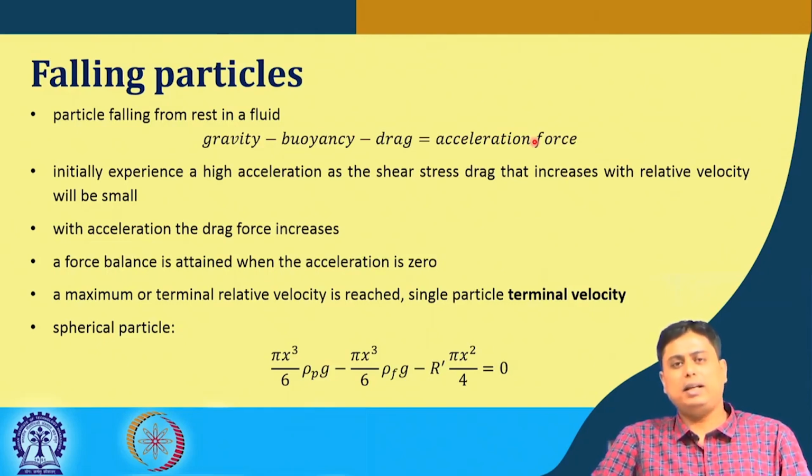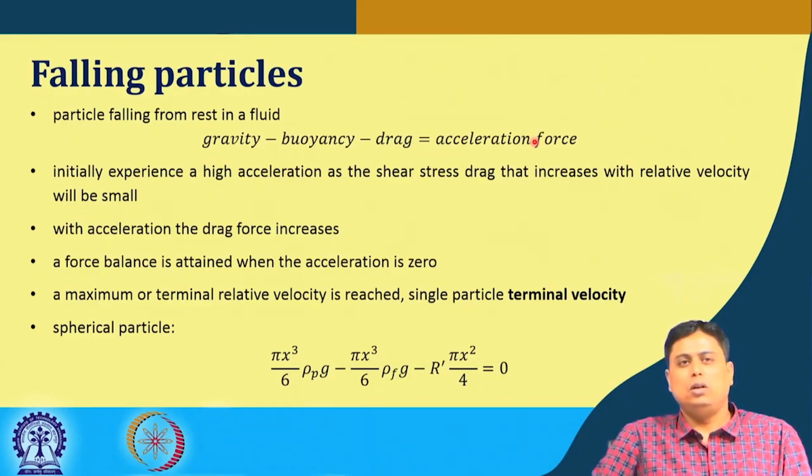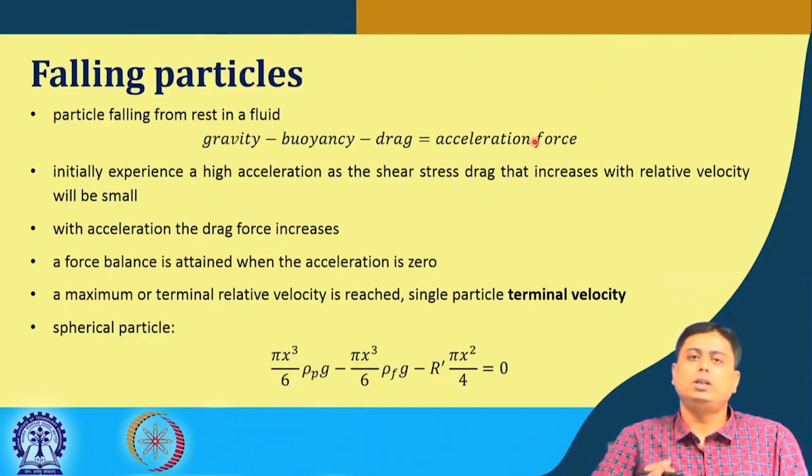Now, as the particle accelerates, the scenario is that there is a pool of liquid, and you just drop a particle in that pool of liquid. Initially that particle will accelerate, attain a high velocity, and then that velocity is maintained. A force balance is attained when the acceleration is 0, and at that time it attains a maximum velocity, the terminal velocity, which we call the single particle terminal velocity, at which it will now settle.